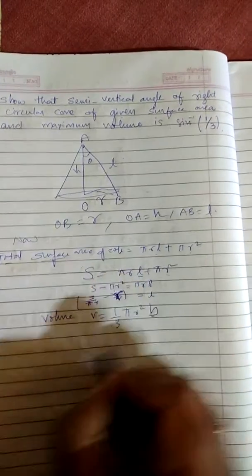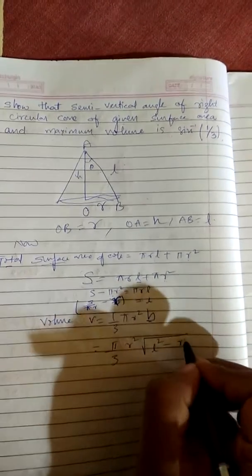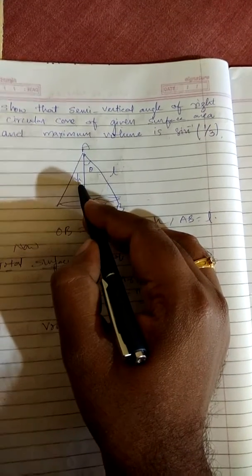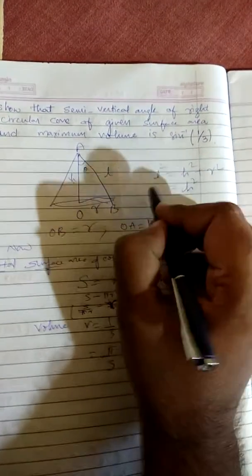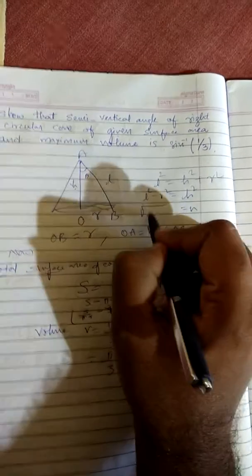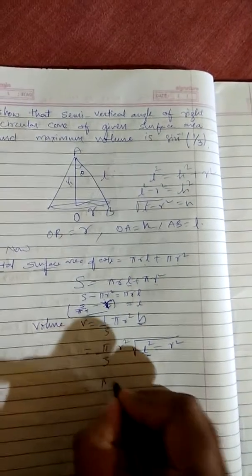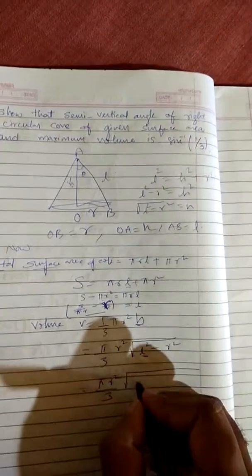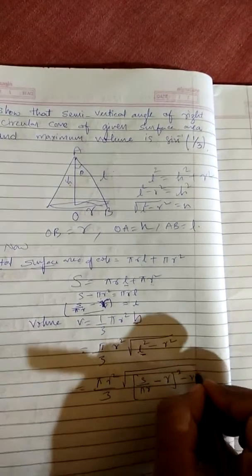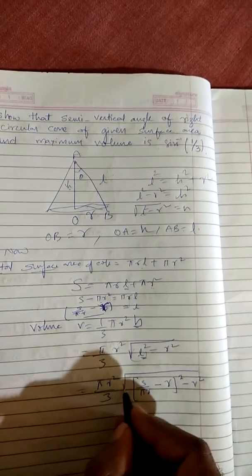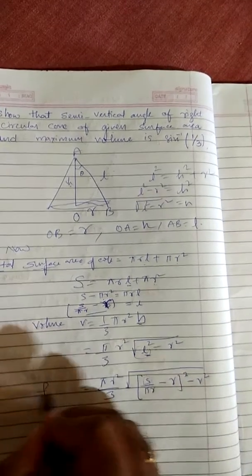So here for h, I may write V is pi by 3 r square under root L square minus r square, using the Pythagoras theorem, L square equal to h square plus r square. Here h square will become L square minus r square, and h will become under root L square minus r square. Now I eliminate L here. So pi r square by 3 under root of S by pi r minus small r, whole square, minus r square. Remember this L has a square, so here we have a root. S is already given, so this is a function in r.